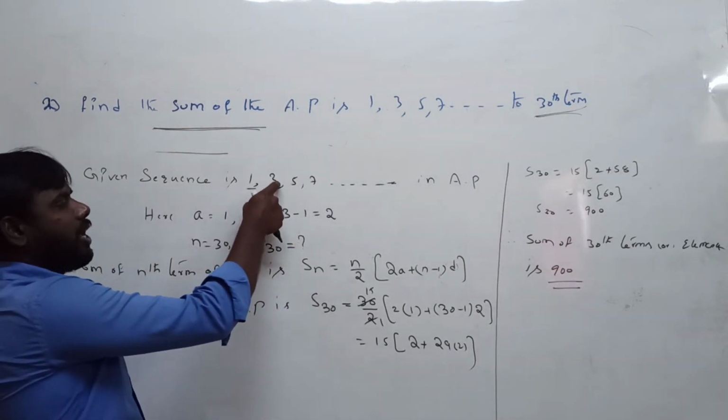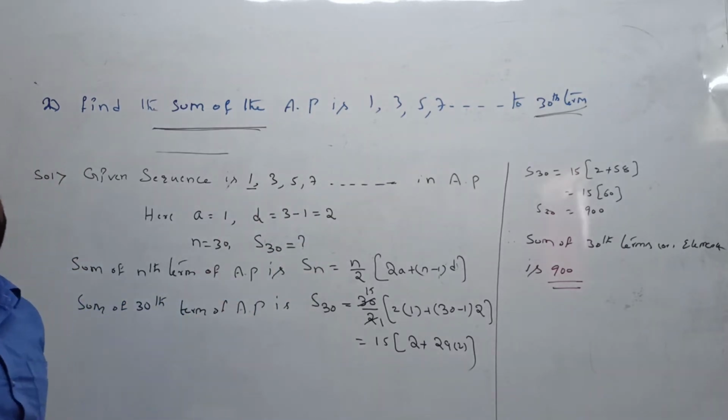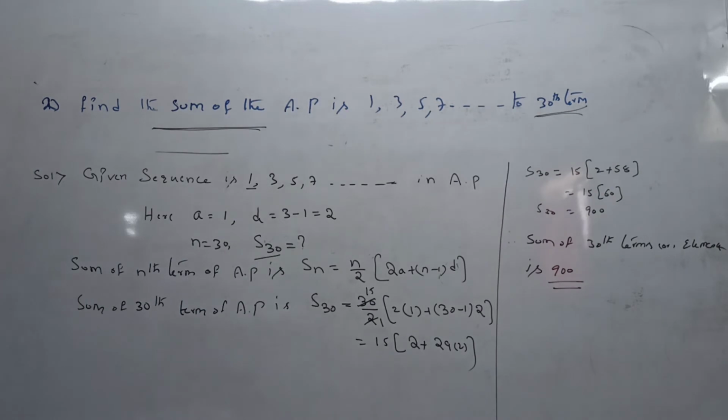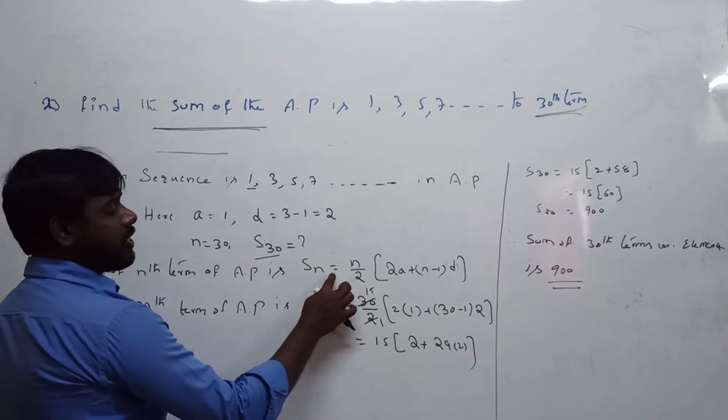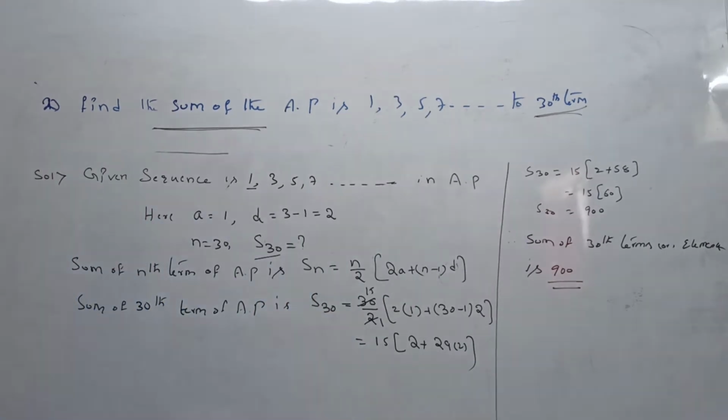Any term minus the before term: 3 minus 1 is 2. What are they asking? Find the sum of the 13th term. Which formula do we apply here? The sum of the nth term of an arithmetic progression formula is Sn equals n by 2 into 2a plus n minus 1 into d.